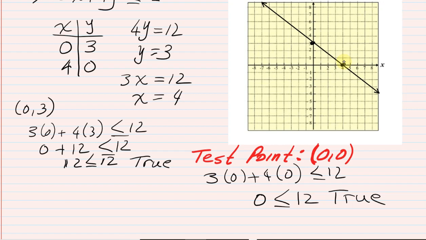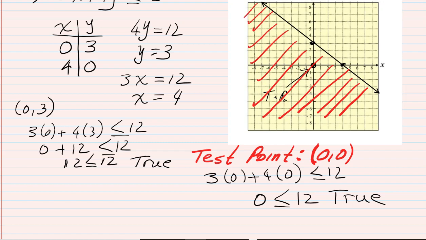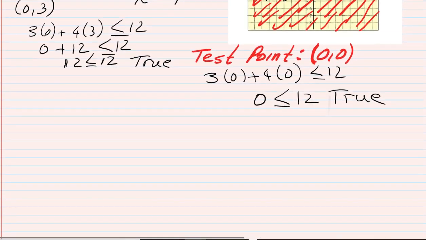Again, my test point right in here gives me a true statement, which means that it is a solution. So if it's a solution, therefore we can now shade below the line, and all of this is going to be a solution to this inequality. And there you have it. Okay, we're good with number 20.